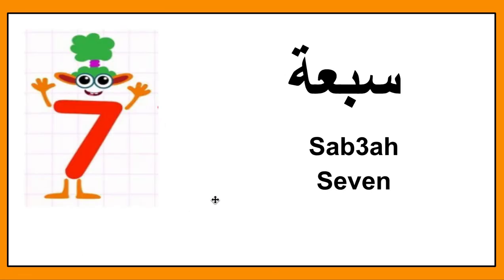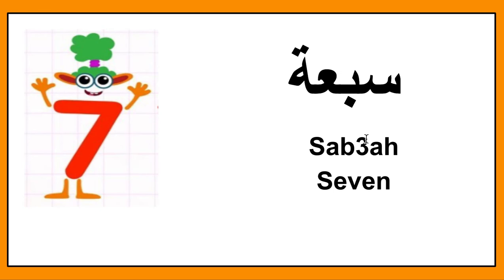And 7. Number 7. سبعة حرف السين 3 أسنان, 3 like here. سبعة باء نقطة الأسفل والعين والتاء مربوطة في الأخير. سبعة. Repeat after me. سبعة.